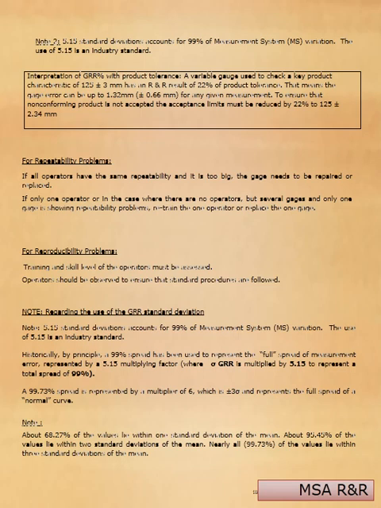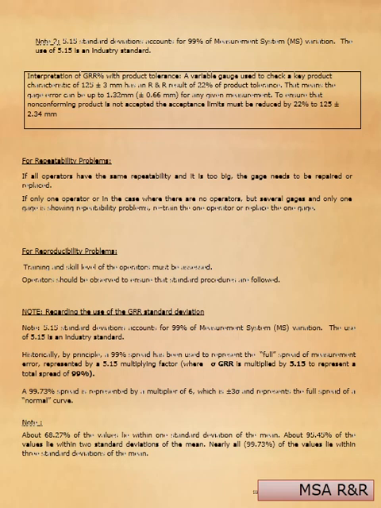Now, the interpretation of GR&R percentage with product tolerance. A variable gauge used to check an agreed product characteristic of 125 plus or minus 3 mm has an R&R result of 22% of product tolerance. That means the gauge error can be up to 1.22 mm, plus or minus 0.66 mm on both sides, for any given measurement. To ensure that non-conforming product is not accepted, the acceptance limit must be reduced by 22% to 125 plus or minus 2.34 mm.